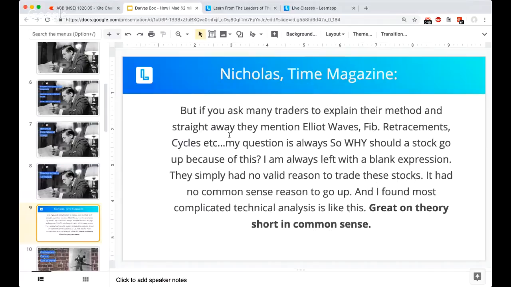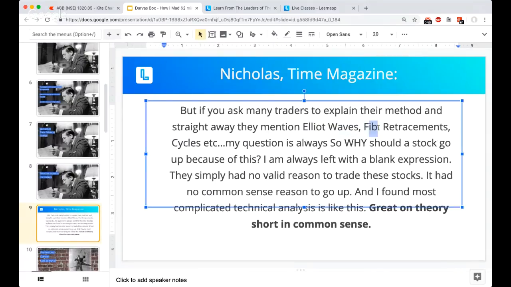Now, he was famous in his time. He was on Time magazine. Now, he basically said this: if you ask many traders to explain their method, they say Elliott waves, they say Fibonacci, they say retracements, they say cycles. But my question is, why should a stock go up because of this analysis? And he thought that technical analysis isn't that great. He traded using charts, but he thought no one can explain why these things work.